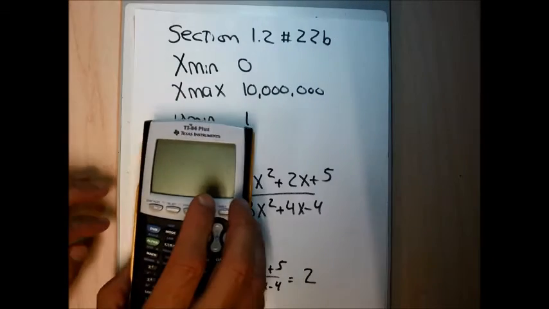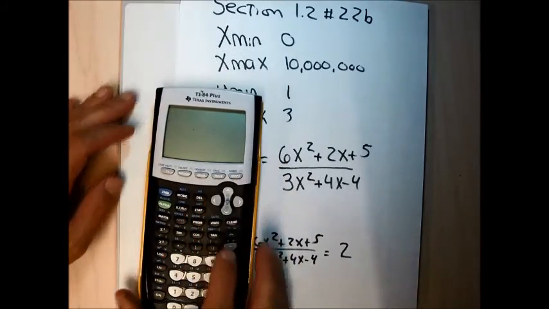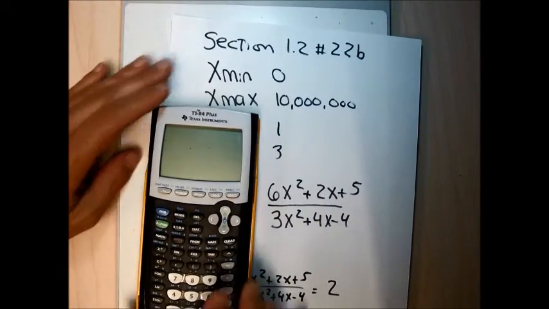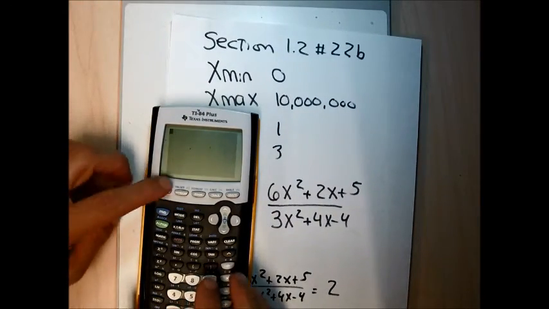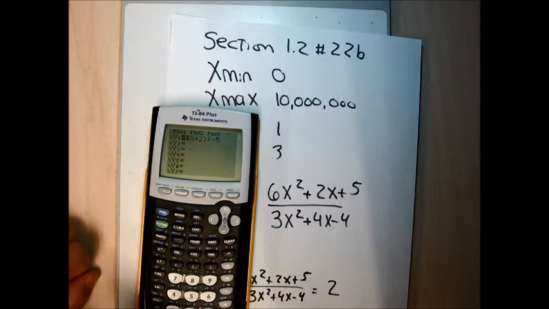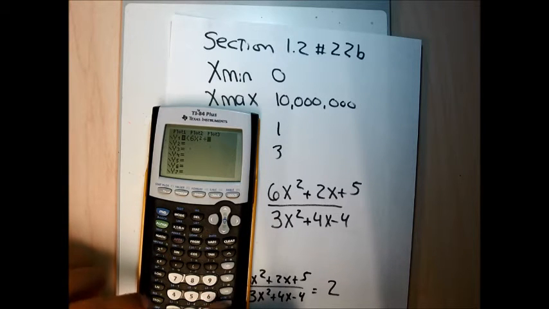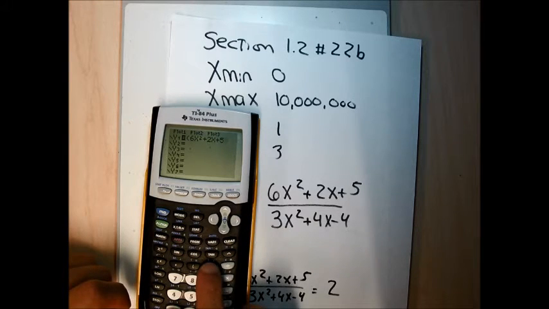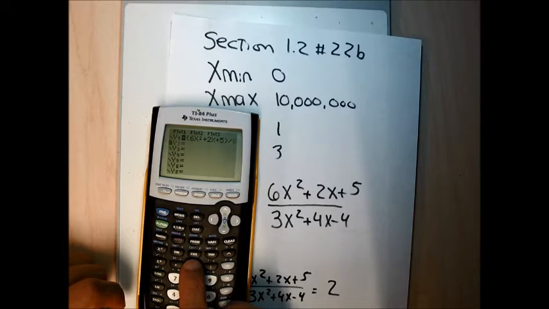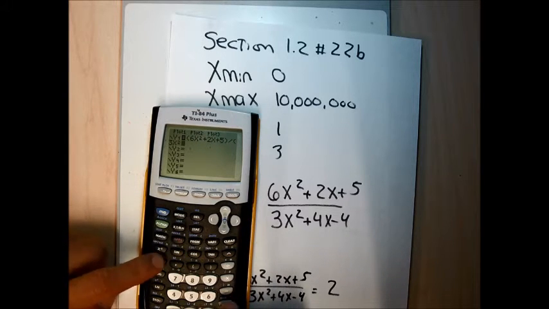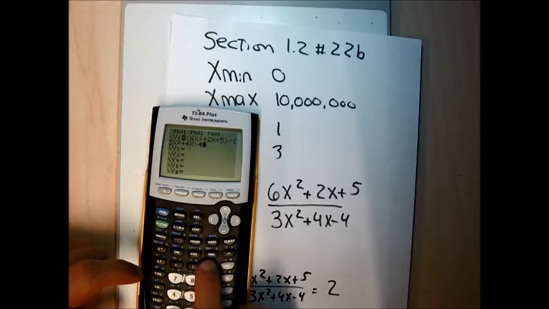So when I go to do part B of 22, I'm going to enter the function. So y equals, and then clear parentheses, the numerator goes in the first parentheses, so 6x squared plus 2x plus 5, close my parentheses, put a divide sign, and then parentheses for the denominator, 3x squared plus 4x minus 4.